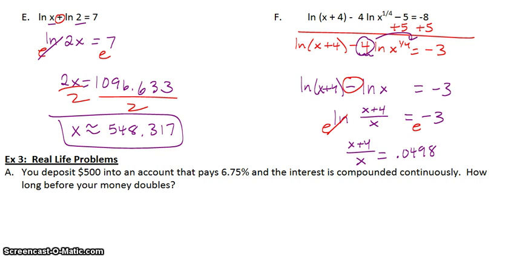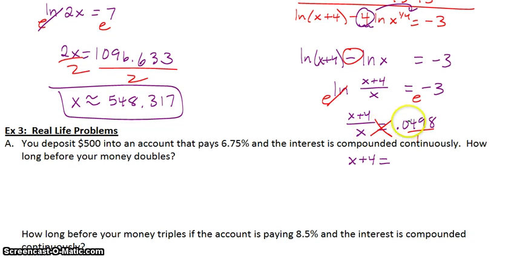And now I've got a tricky problem. You might be feeling kind of confused in how to solve this, here's what I would recommend. Pretend like it's a proportion and we're going to cross multiply. So x plus 4 times 1 is just x plus 4. x times 0.0498 is 0.0498x.